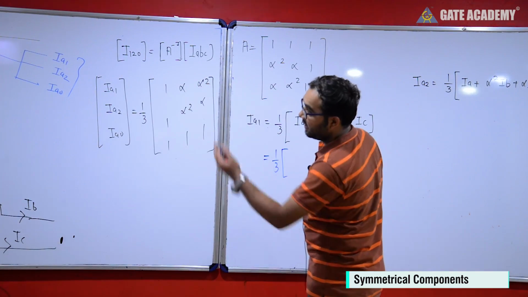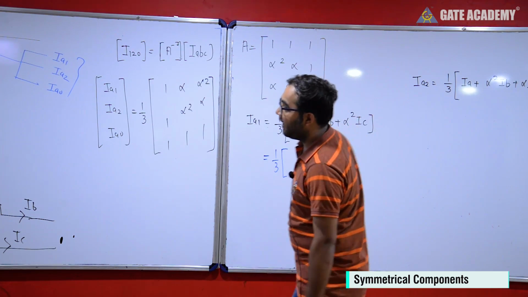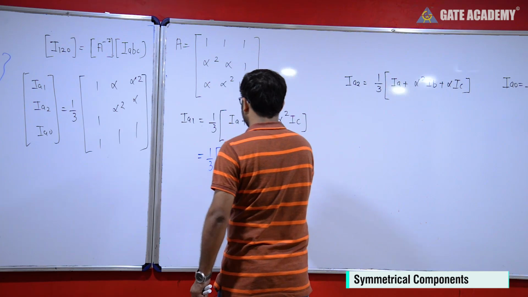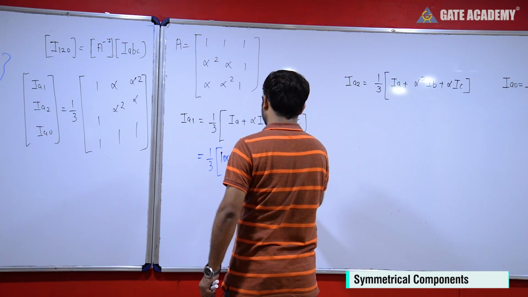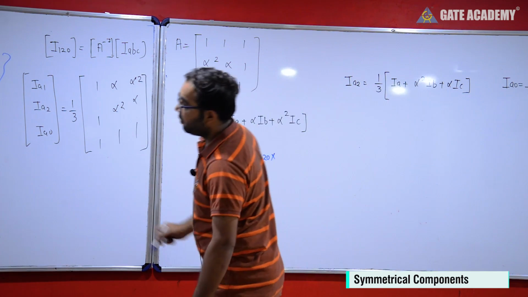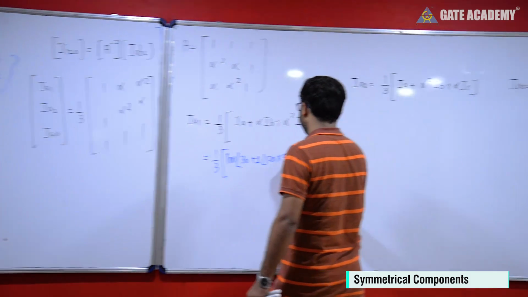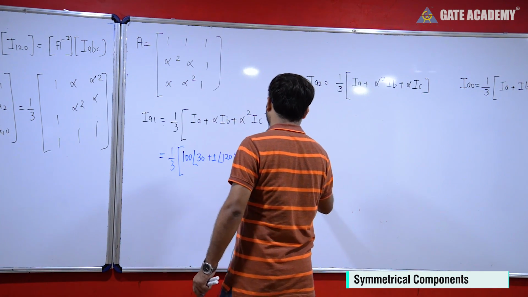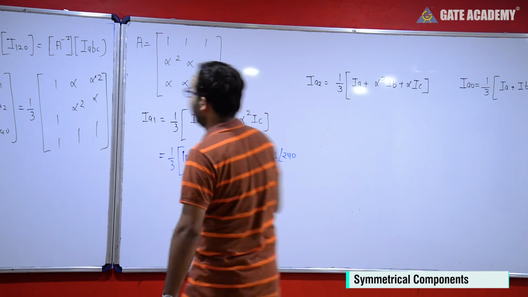The value of IA is given as 100 at an angle 30. It is 1 at an angle 120 into 50 at an angle 300, plus 1 at an angle 240. The value of IC is given as 30 at an angle 180.